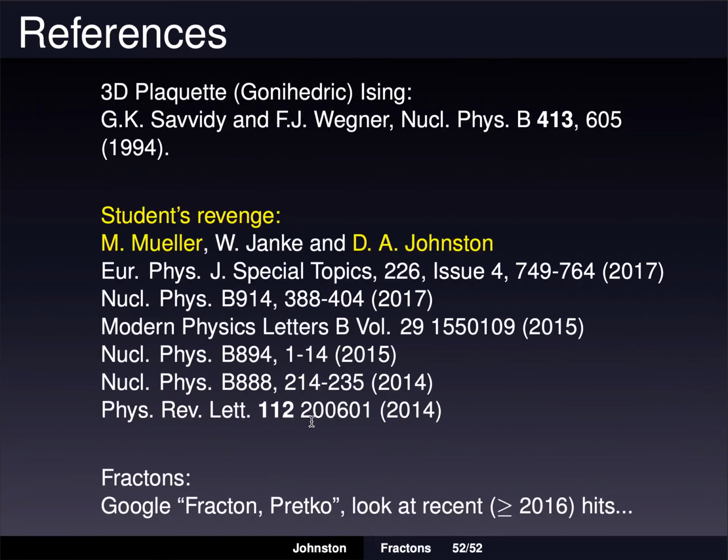Enough, the end. References. The original 3D Plaquette Ising model, which was called the Gonihedric model, for reasons connected to the surface theories, was formulated by Savvidy and Wegner. The numerical stuff that I talked about can be found in these references, and you'll notice the student got his revenge. The first author on all of these papers is the student. The last author is the disbeliever.